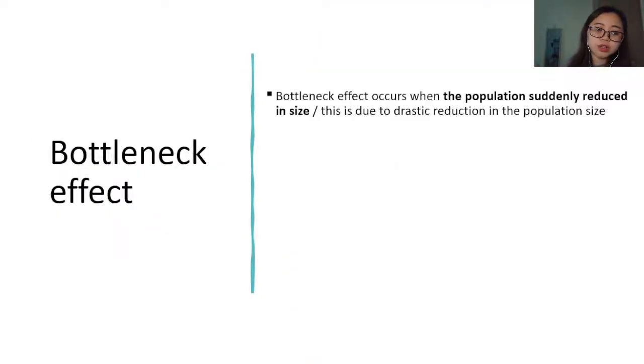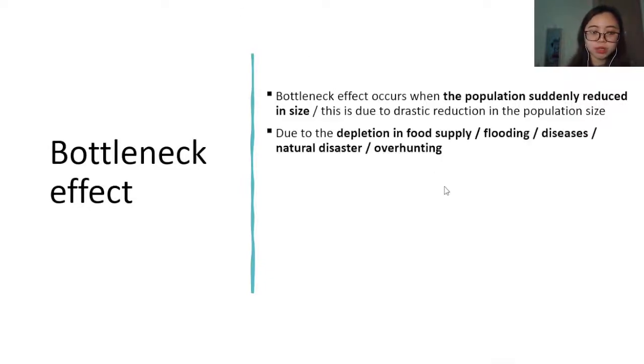So as we see here, a bottleneck effect occurs when the population is suddenly reduced in size due to a drastic reduction in the population size. Could be because there is depletion in food supply, tidak cukup makanan. There could be flooding, banjir, diseases, penyakit, natural disasters, or overhunting. In the case of cheetahs, it's because of overhunting. It could cause a genetic drift in the small population of survivors.